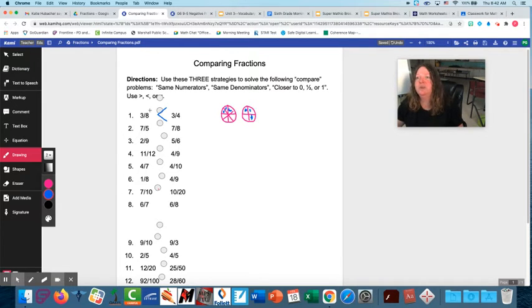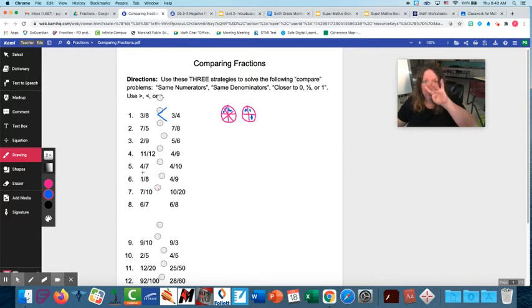Pause and see if we can find another problem on this same paper that also has the numerator strategy, the same numerator. Can you find another problem that has that? All right, I'm noticing number 5, 4 sevenths and 4 tenths. So we're going to use that same numerator strategy.